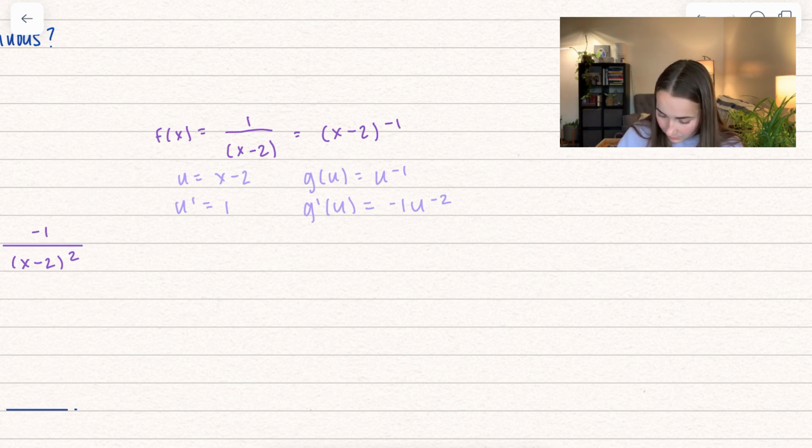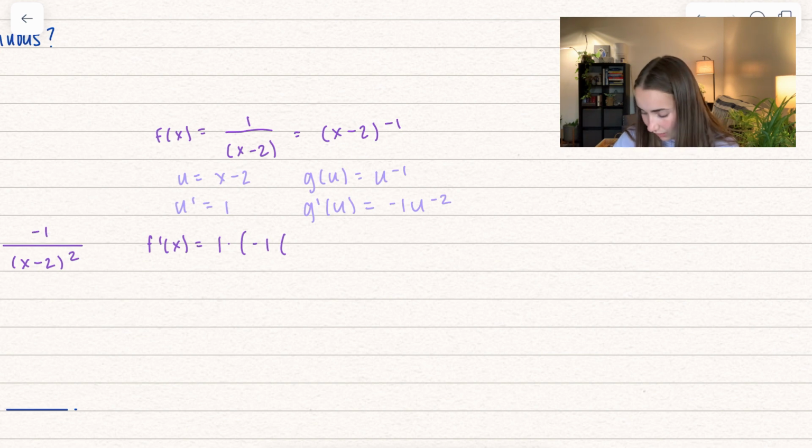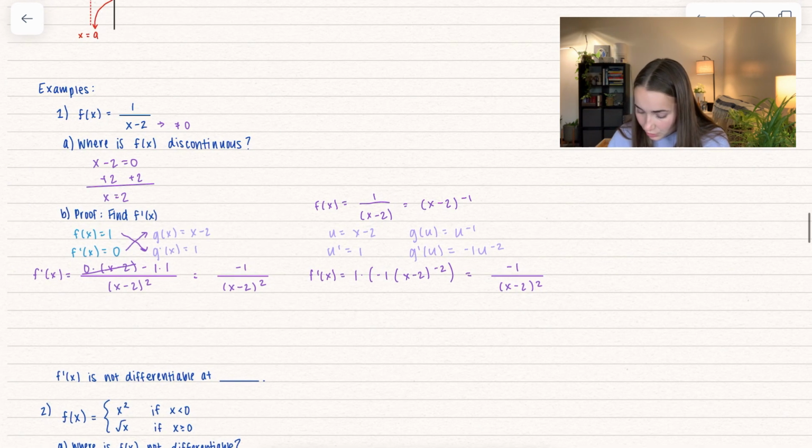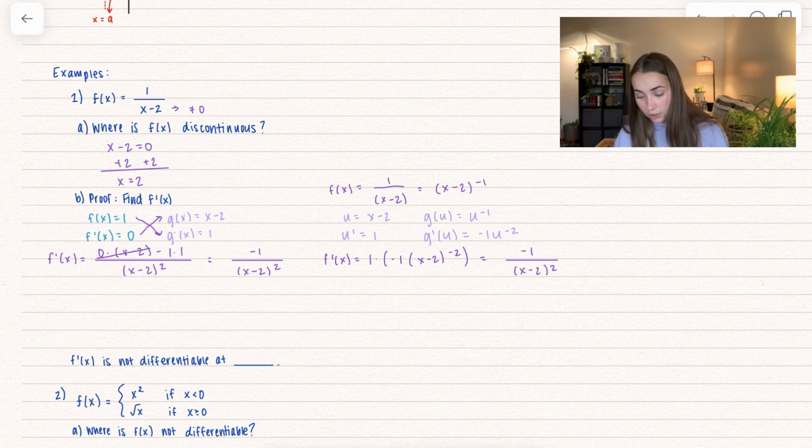So when we're finding our derivative, f prime of x is equal to u prime times g prime of u. So negative 1. I'm going to plug u back in, so I get (x minus 2) to the negative 2. Rewriting this, I get a negative 1 in the numerator, and since I have a negative exponent, I can just drop that down. And I get the same value. So let me zoom out. You can either do this with the quotient rule, or you can do it with the chain rule. Whatever your heart desires, just go with it.